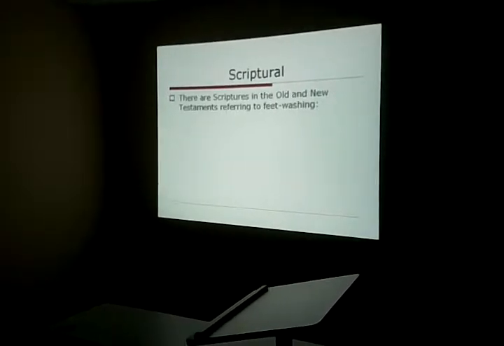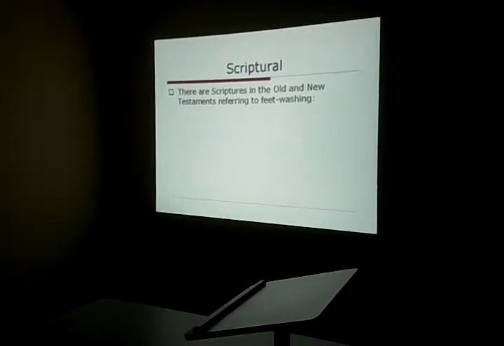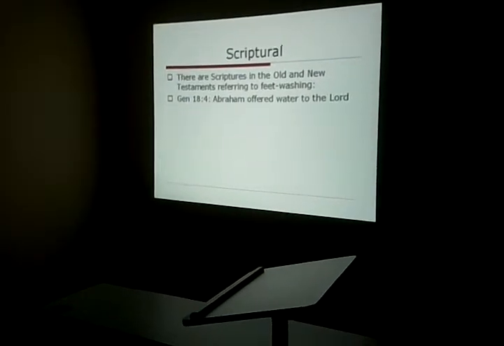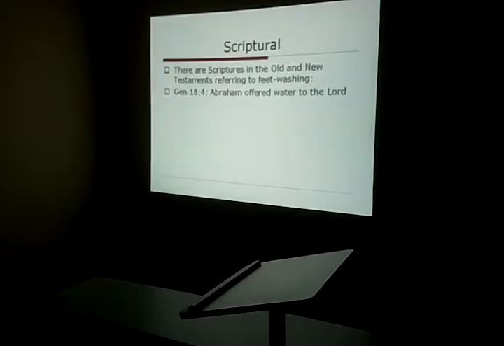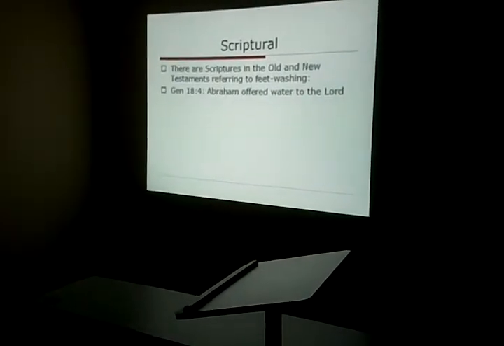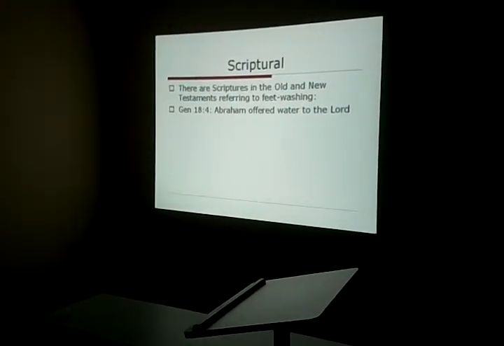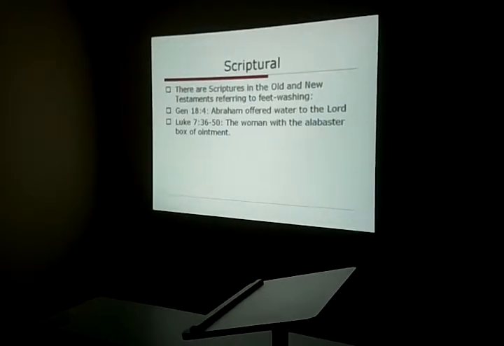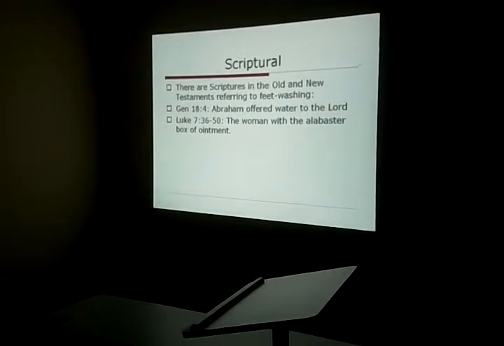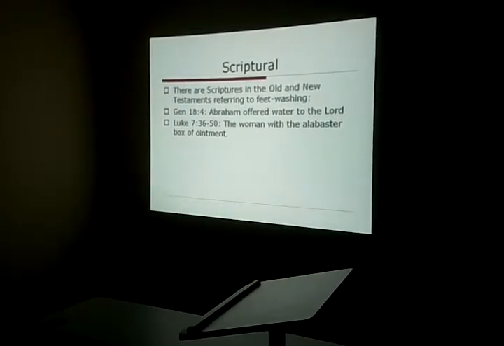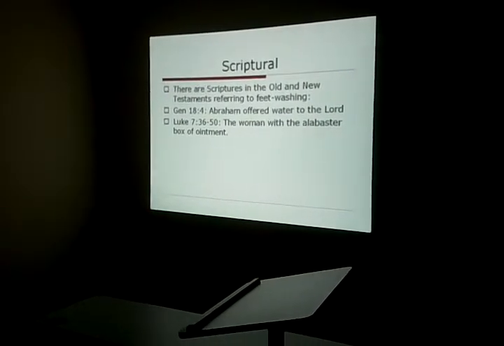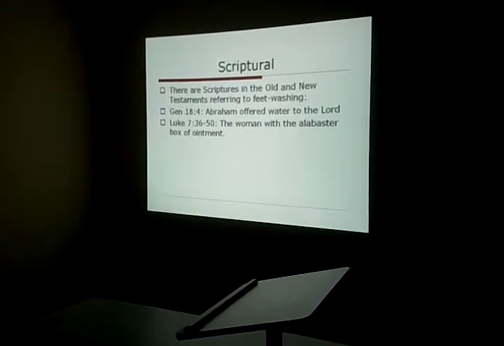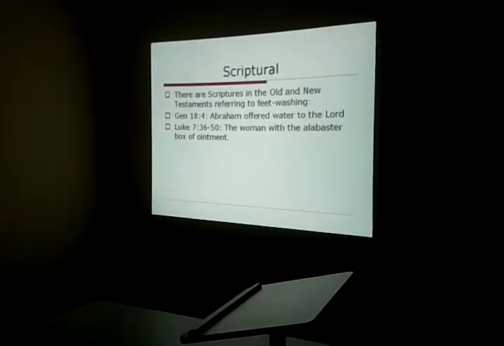We'll look at some of the scriptures that represent this. There are scriptures in the Old and New Testament which refer to foot washing. In Genesis 18:4, Abraham, when he was being visited by a stranger, offered him hospitality. He brought him in, greeted him, kissed him, and also offered him water to wash their feet. A lot of times this has been done by giving the guest water and a towel, or it can even be done by having a servant come in and wash the guest's feet.